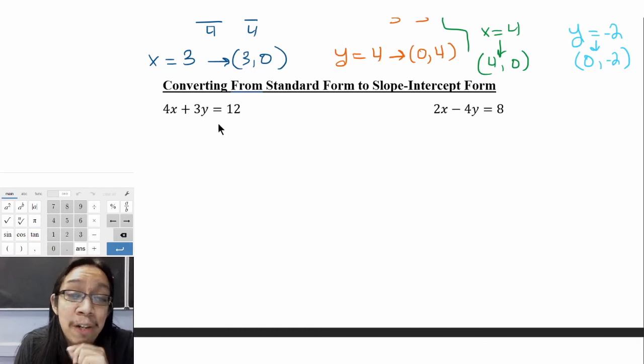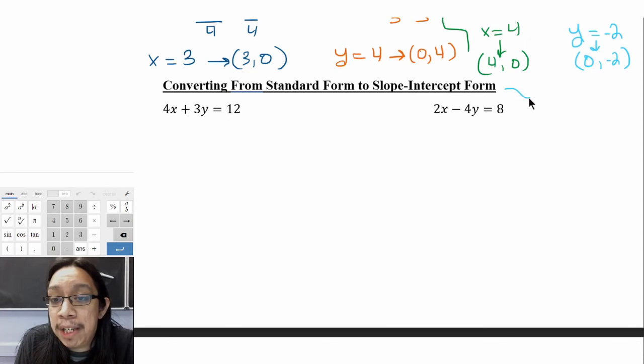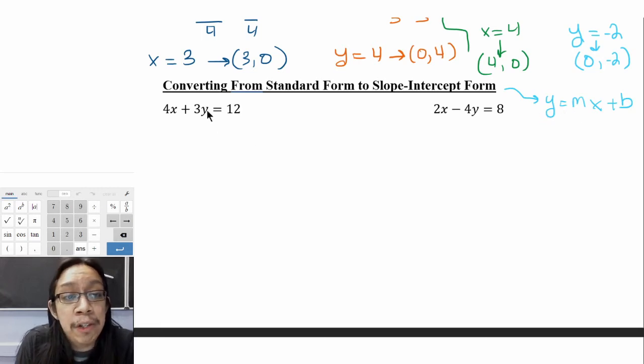And again, why are we solving for y? Well, in slope-intercept form, the equation is y is equal to mx plus b. The y variable is completely by itself. So if we wanted to change this into something like this, we have to isolate y, solve for y, keep y by itself. So what kind of steps do we have to take in order to do that?